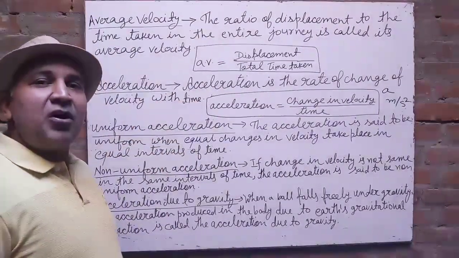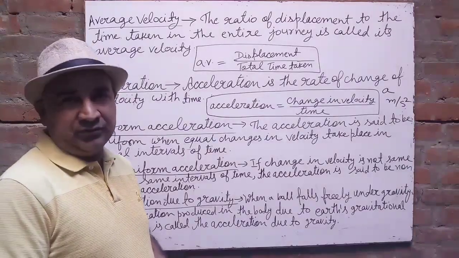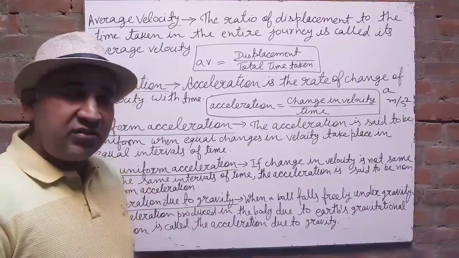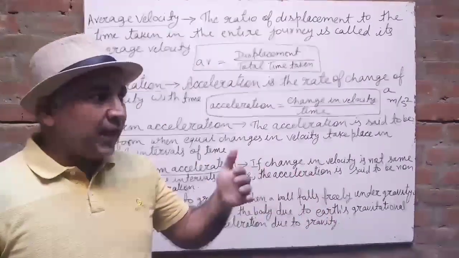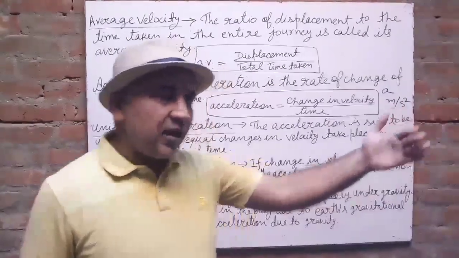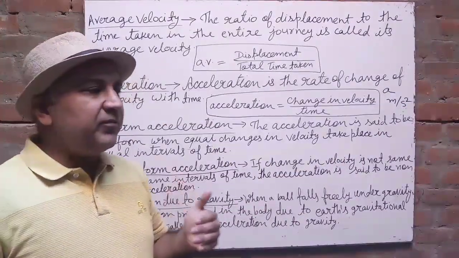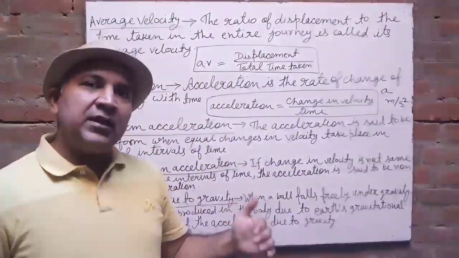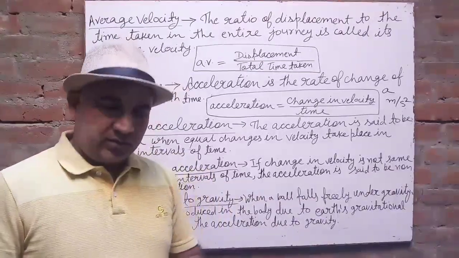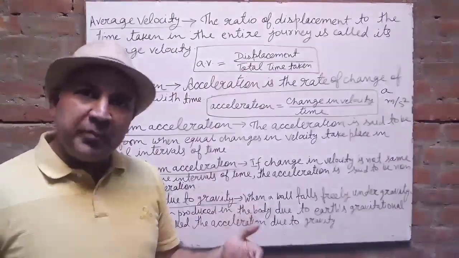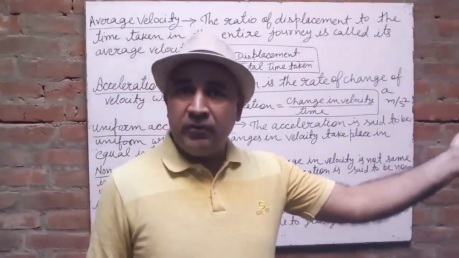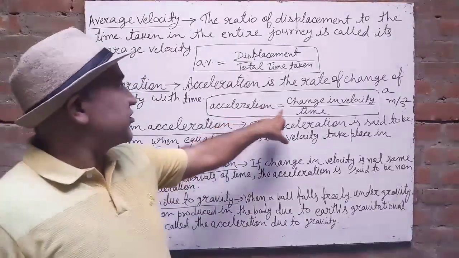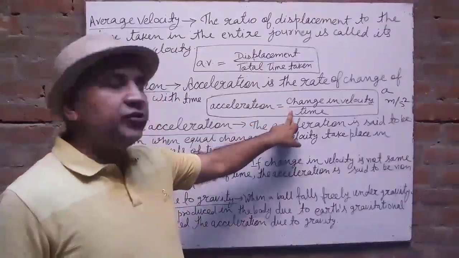Now the last term of this section is acceleration. Acceleration is the rate of change of velocity. Yes children, when one object moves, then either its velocity increases or decreases. If the velocity of that object is increasing, then we say that the object is accelerated. Theoretically, acceleration means the rate of change of velocity with respect to time. Is this clear? Acceleration is equal to change in velocity upon time.